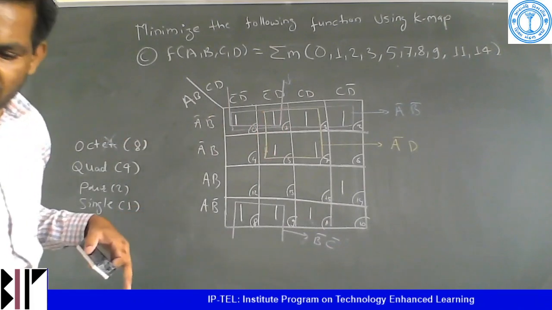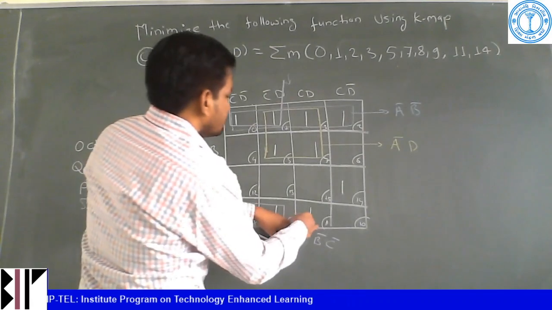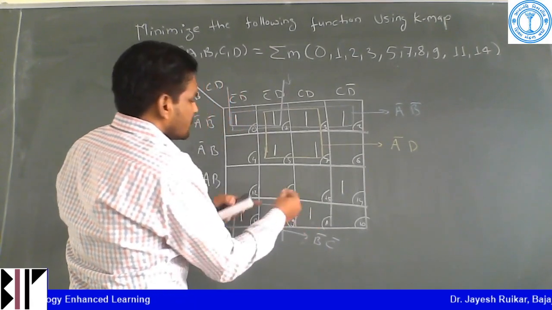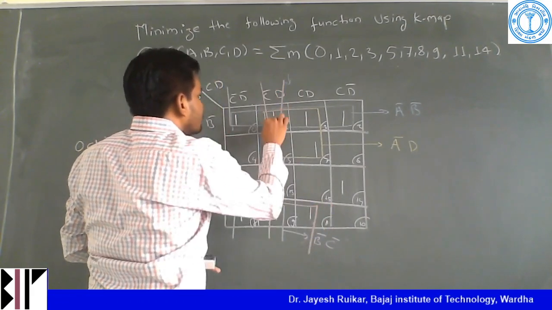Now what is remaining? The next one remaining is this one. So we can combine these two ones. We can even combine a pair, but in this case we will form a quad.